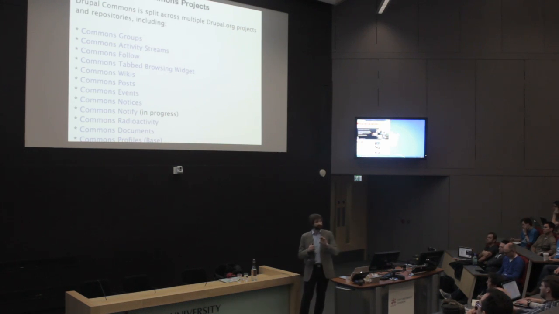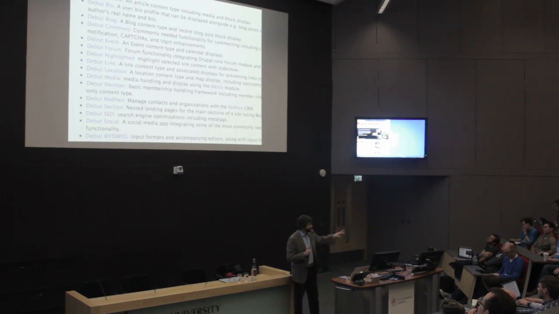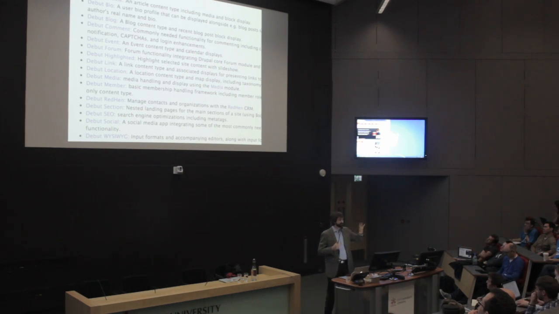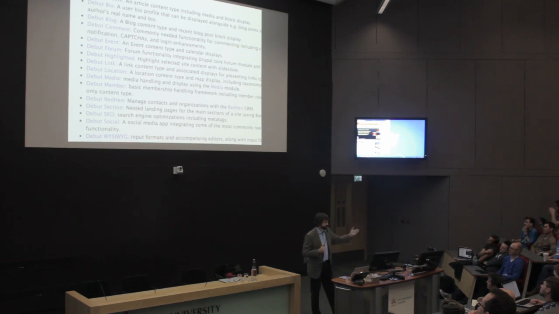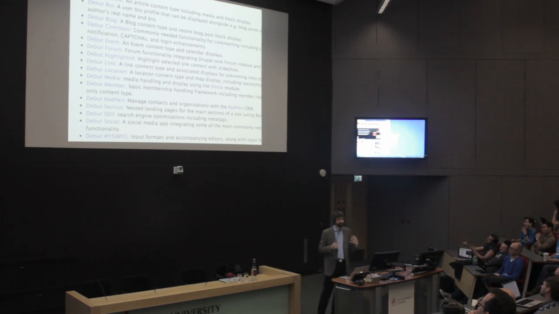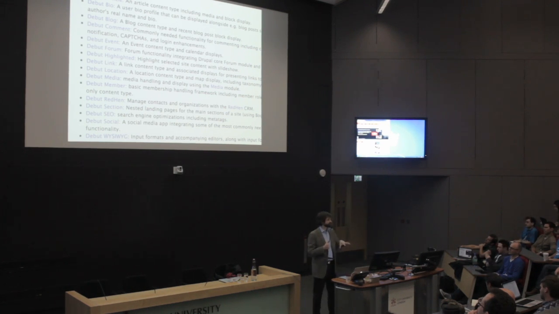And the pattern that I'm showing you here, and if I show you another one, here's one from a distribution called Open Outreach, which is very good, and all of their feature modules are called debut something, so debut article, debut bio, debut blog, etc. All of these are glue modules between the distribution and some other modules that they want to use in the distribution. And the glue modules are very important.